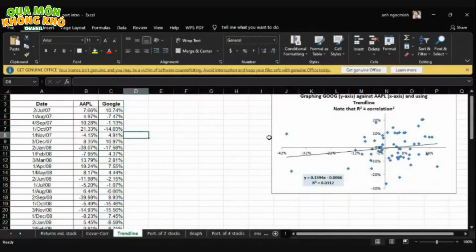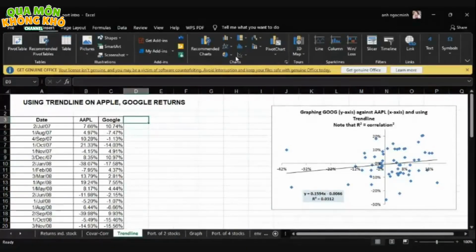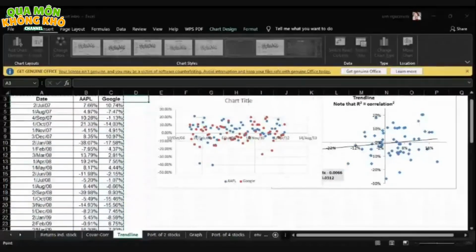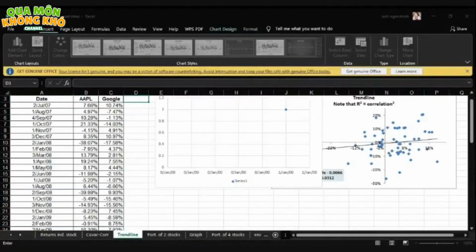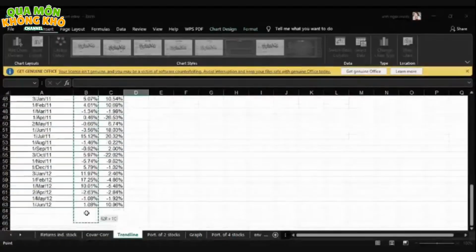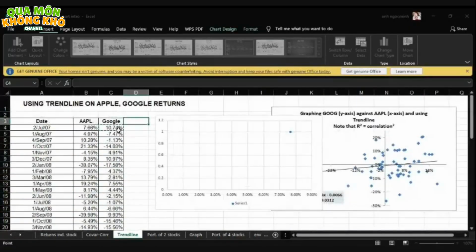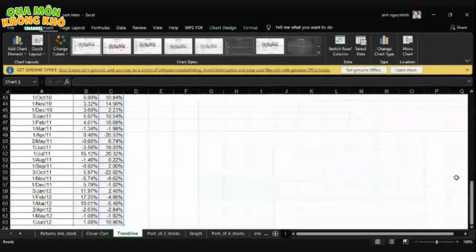Here is the return that we get from the previous calculations, and to draw a graph, we take Insert, Scatter, and select the returns. For X, I will choose returns of Apple, and for Y, I will choose returns of Google. Okay.